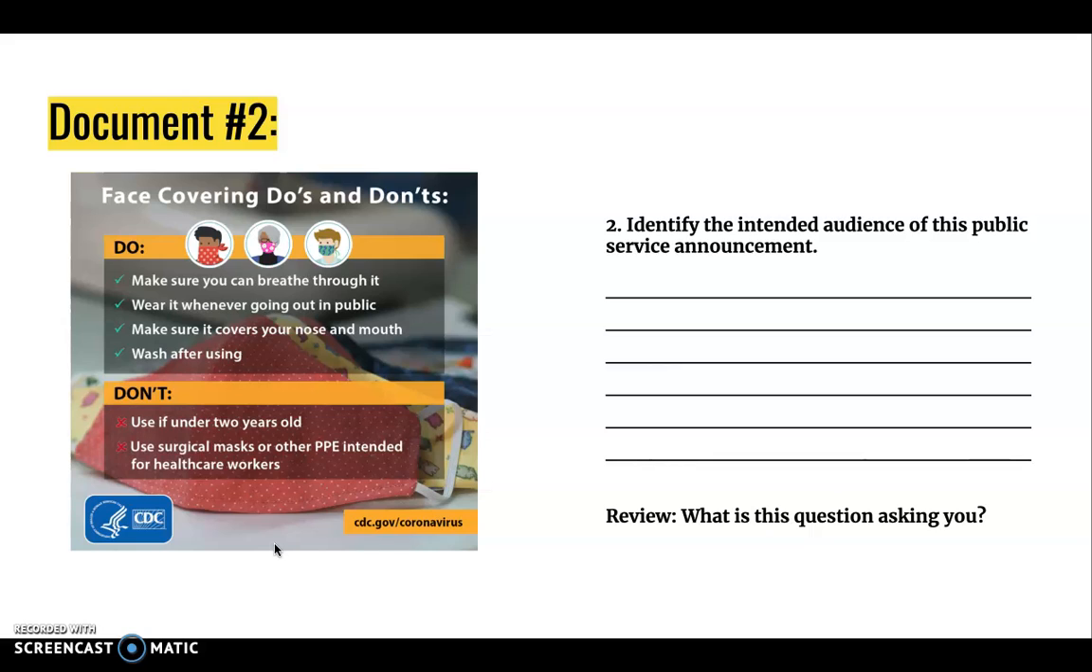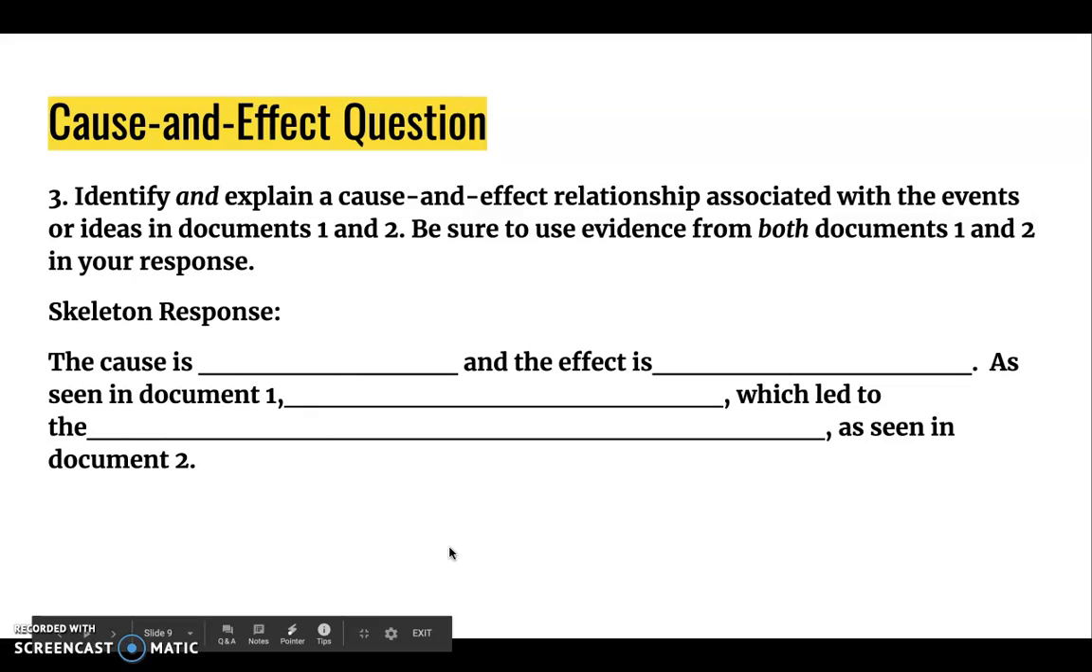So now let's move to the last question. This is our new skill, right? We're now taking these 2 documents and we have to identify the cause and effect here, okay? So the question is going to ask you, identify and explain a cause and effect relationship associated with the events or ideas in documents 1 and 2. So I put kind of like a skeleton response for the first couple so that it kind of helps you understand how you're going to write these. And I find this to be really helpful for students. So why don't you take a minute and try to do this?